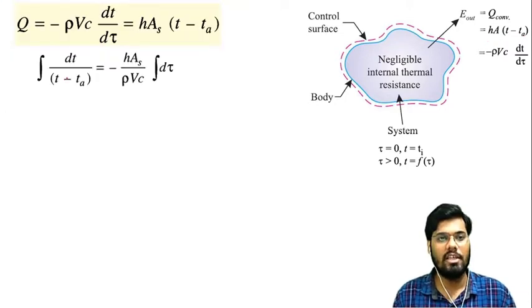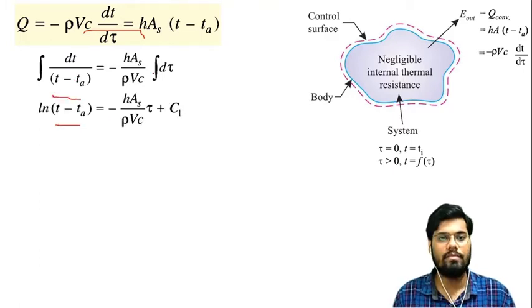Now simplifying this equation by integrating it, putting T minus Ta upon dT, and rho V c upon hA, it becomes hA upon rho V c, integration of d tau. Now we know that the integration of 1 upon something becomes ln of something, here there is 1, so the integration becomes tau plus a constant C1.